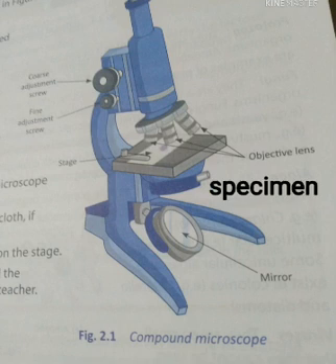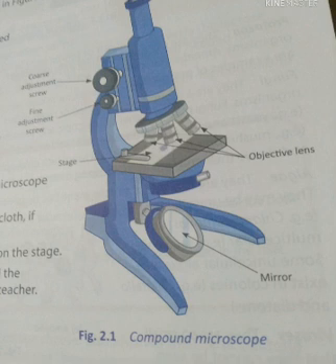S-P-E-C-I-M-E-N. Specimen. A thin sheet of glass called a microscope slide is used to hold a small sample of the specimen. A second, much thinner sheet of glass called a cover slip is placed over the sample. The cover slip protects the microscope's objective lenses by preventing them from coming into contact with the specimen sample. It also helps to create an even thinness for the sample.